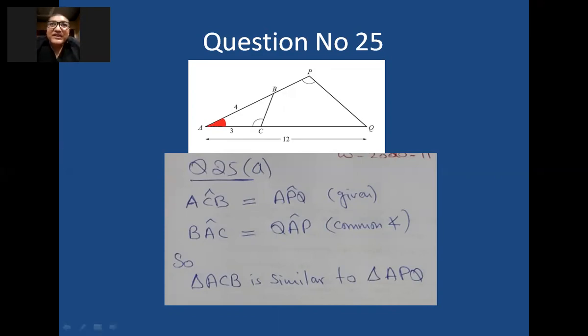So I was comparing triangle ABC and APQ, and in them two angles are the same. If you are comparing two triangles for a similarity test and there are two angles the same, both the triangles are similar. So I can write here with full confidence that the triangle ACB is similar to the triangle APQ. Very simple question. Hopefully you have understood.